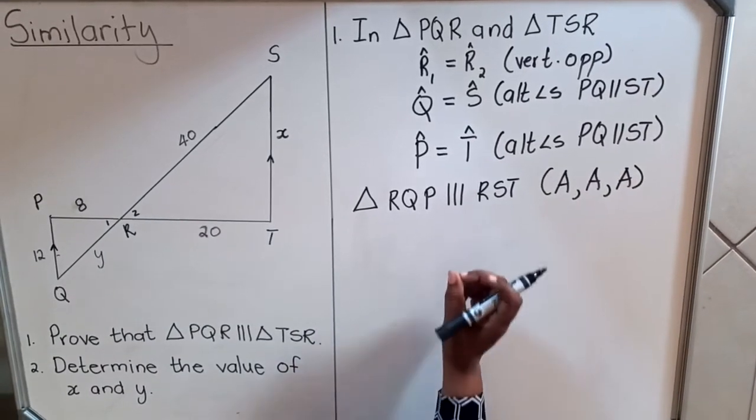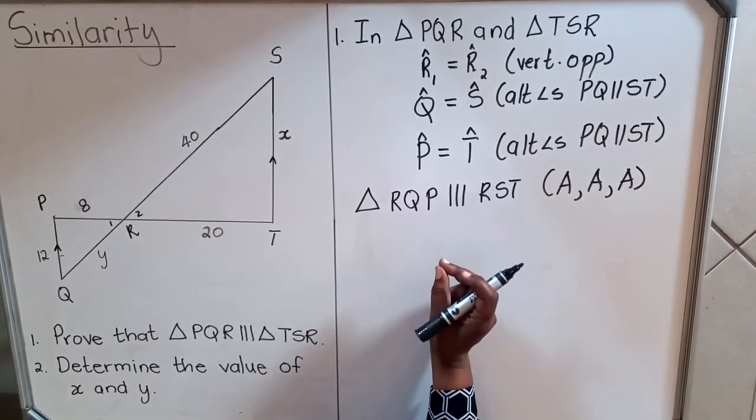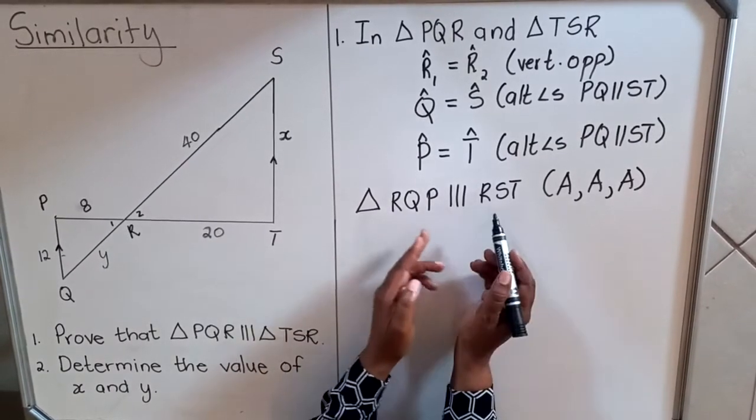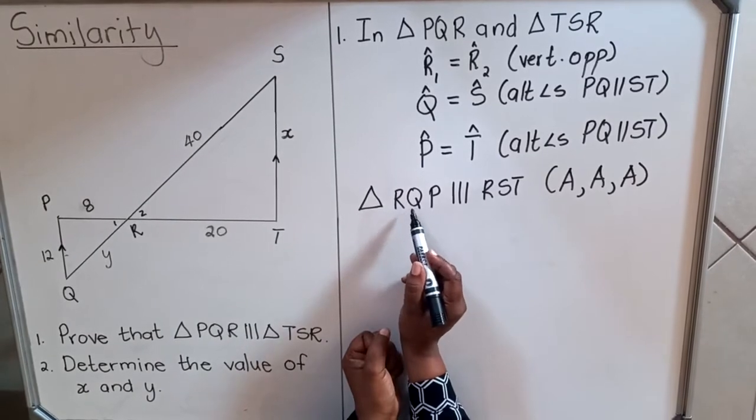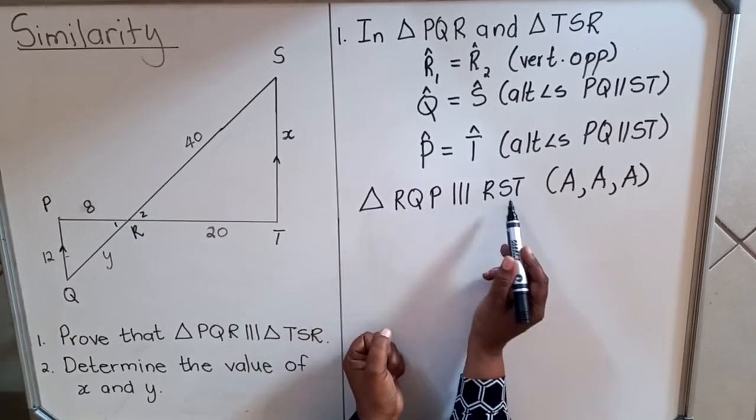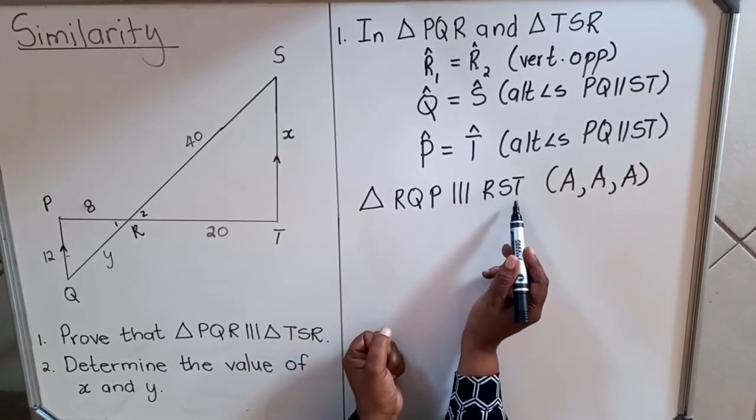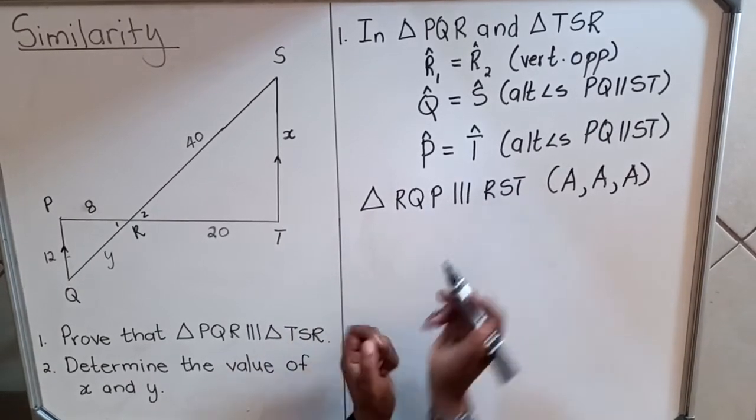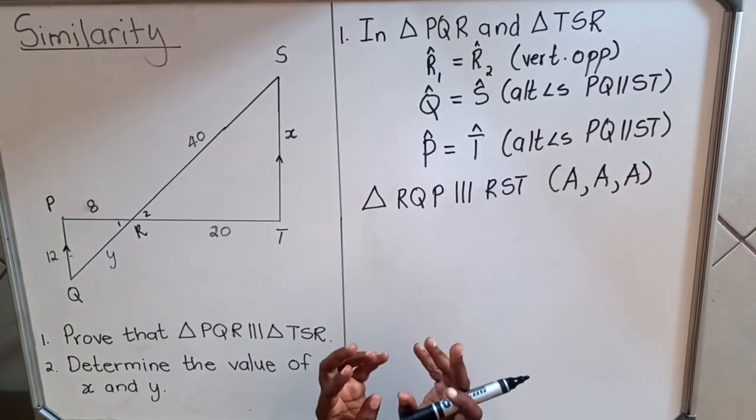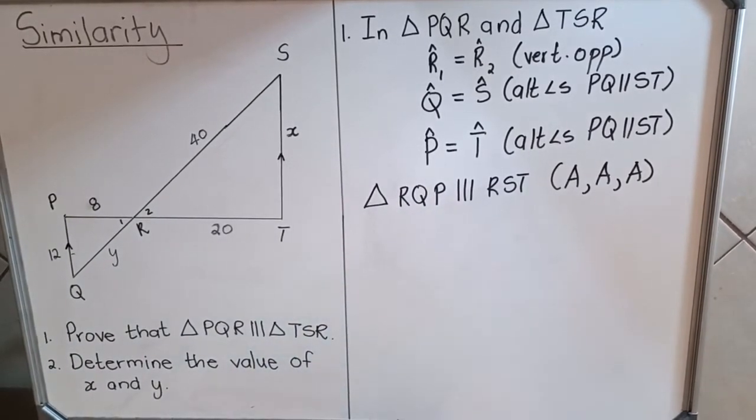Why is the order important? Because in similar triangles, the corresponding sides are in proportion. That's why you need to write them in the correct order. It means RQ over RS is equal to QT over ST is equal to RP over RT. If you have written them in the correct order, you don't have to look at which angle or line corresponds to which. The correct order helps you to find the proportionality.